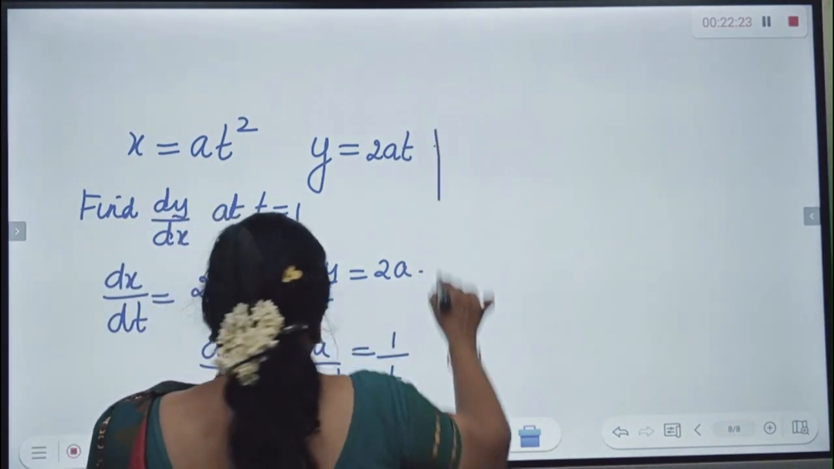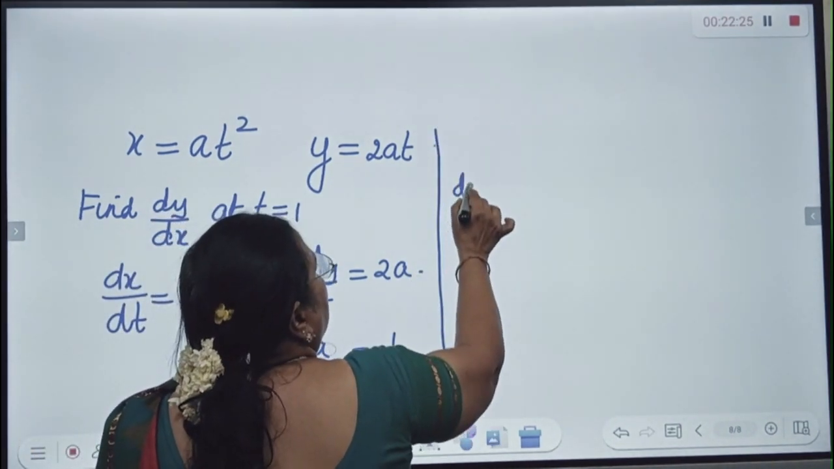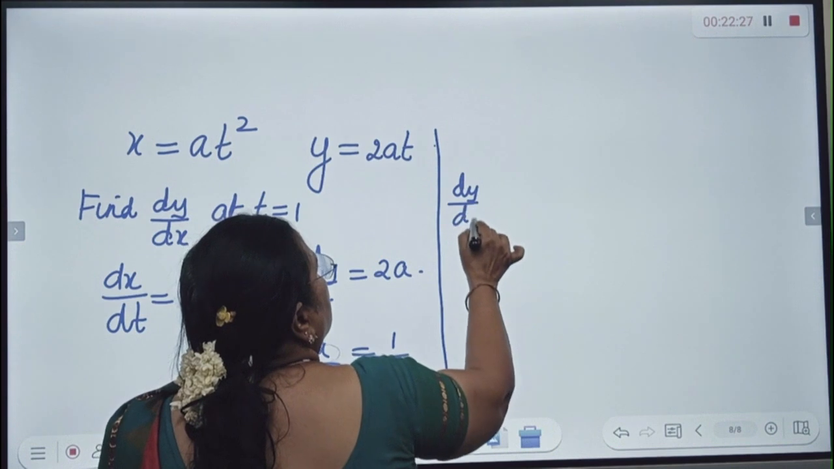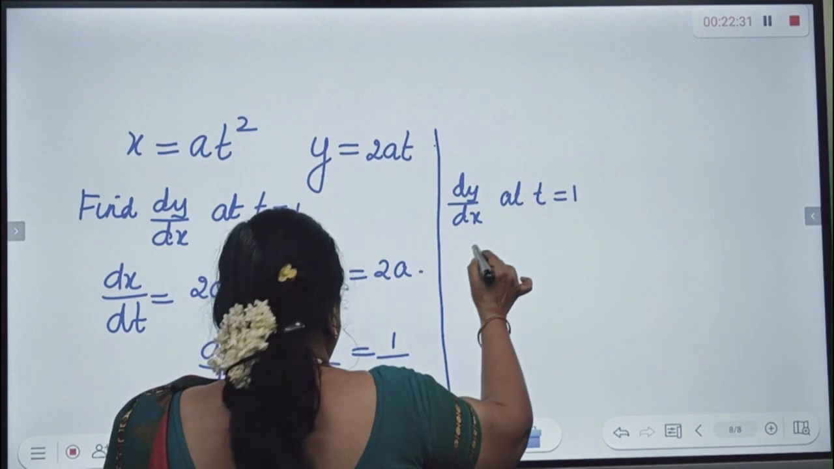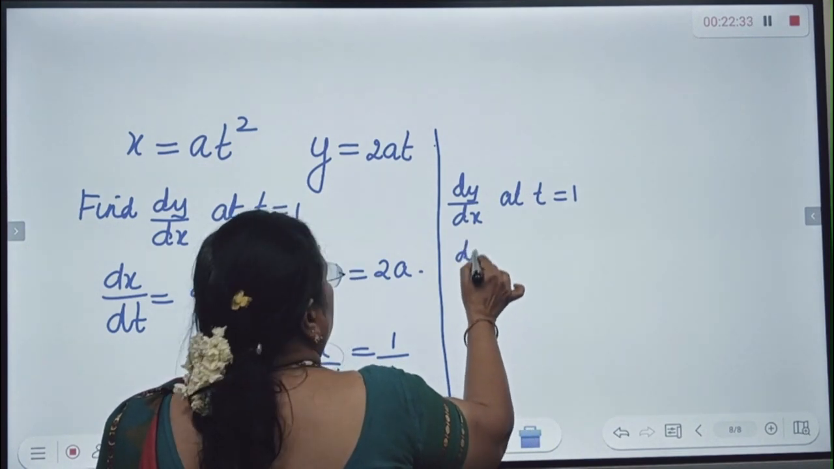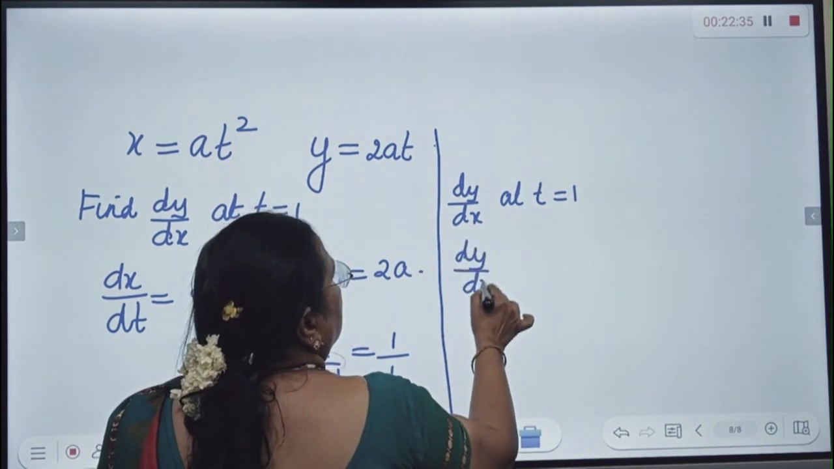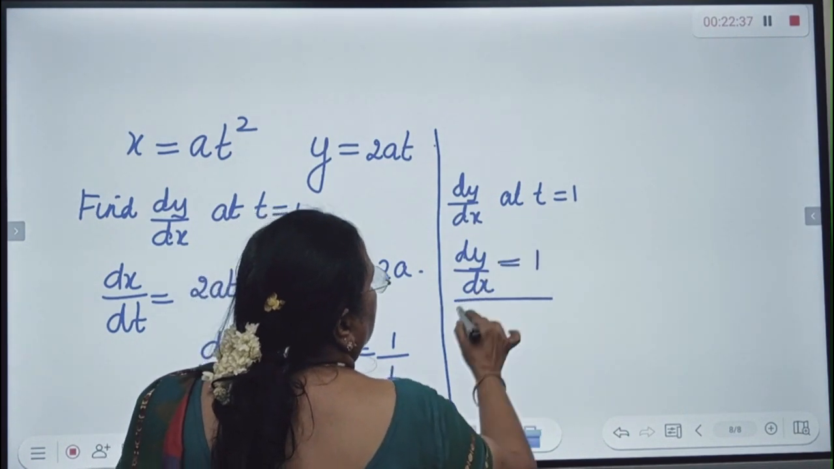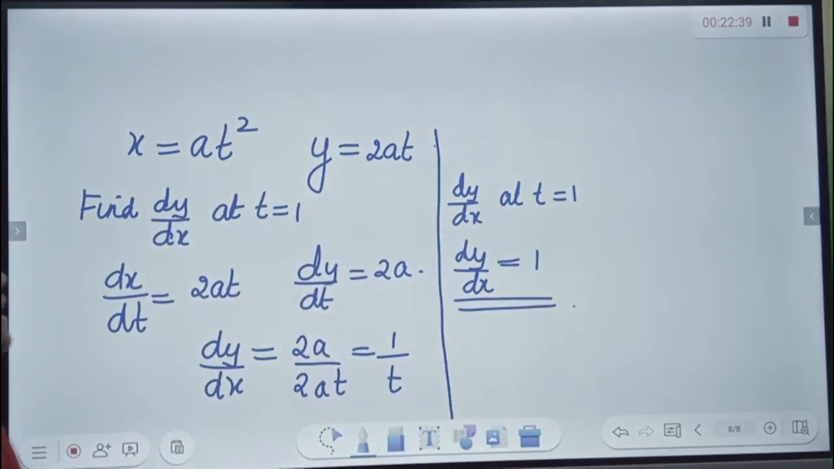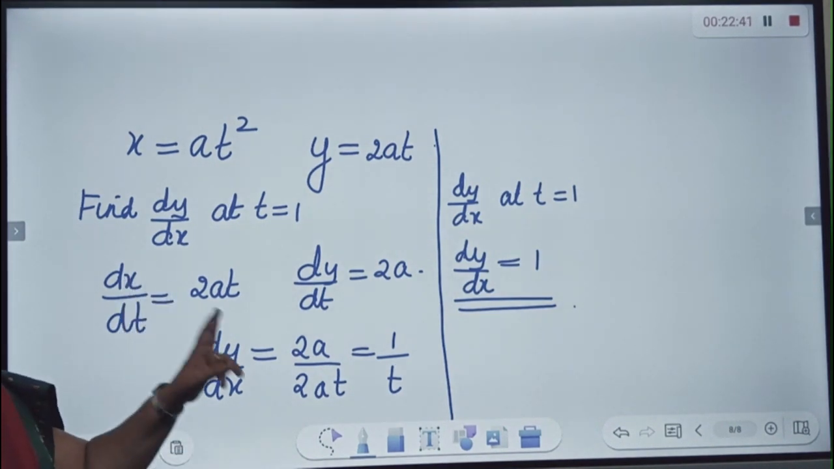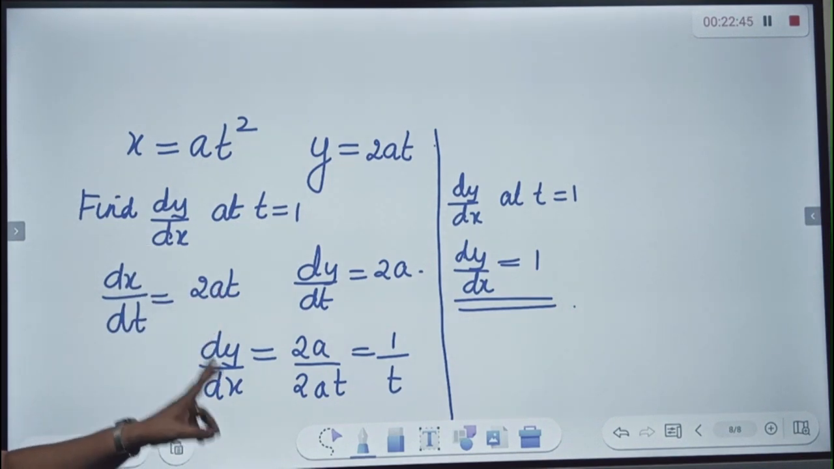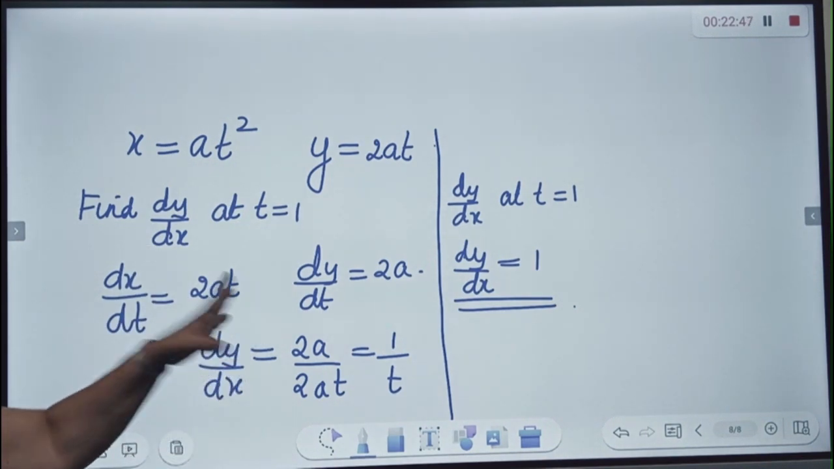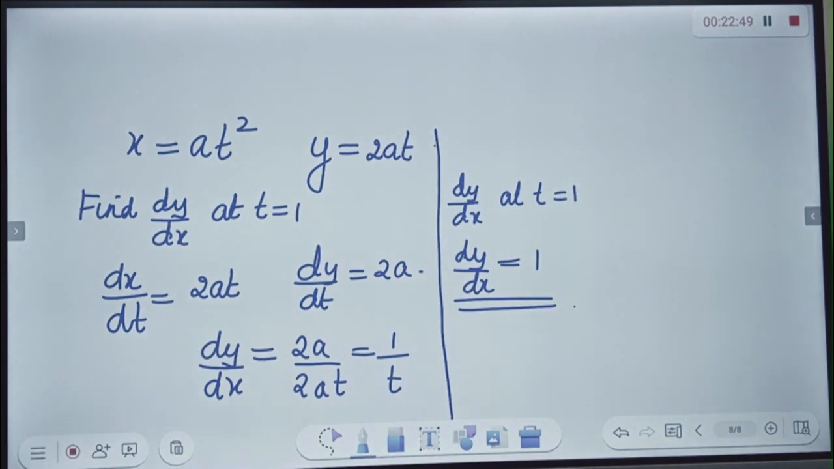Now I am asking you to find dy by dx at t equal to 1. Therefore, dy by dx will be 1. So the slope of the tangent to the parabola x equal to at square, y equal to 2at, which is a parabola, at t equal to 1 will be 1. The slope will be equal to 1.